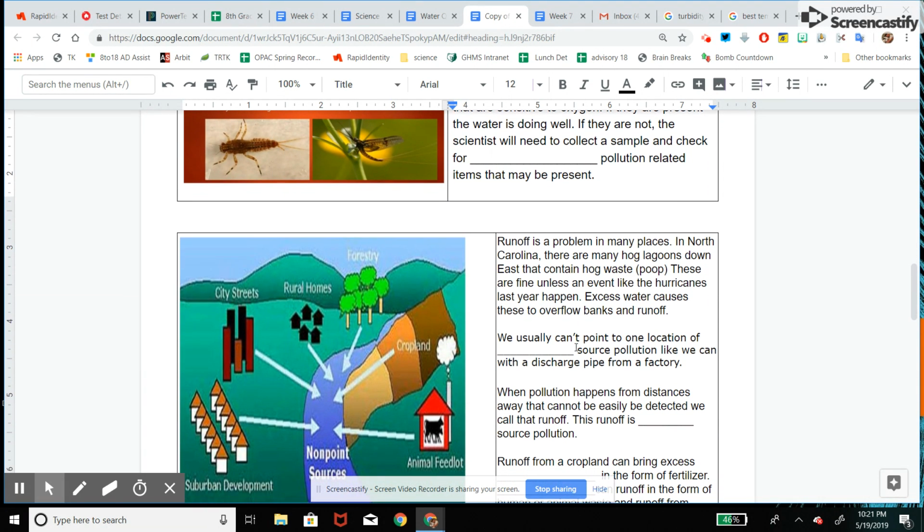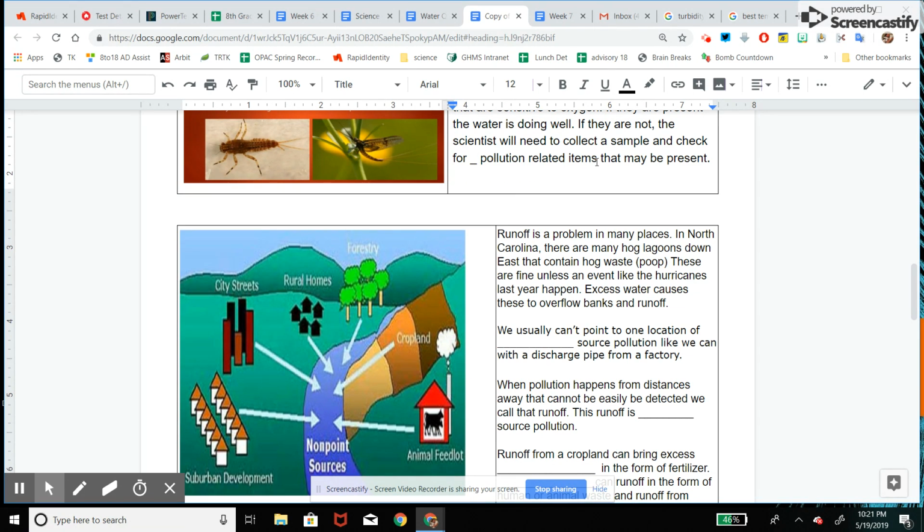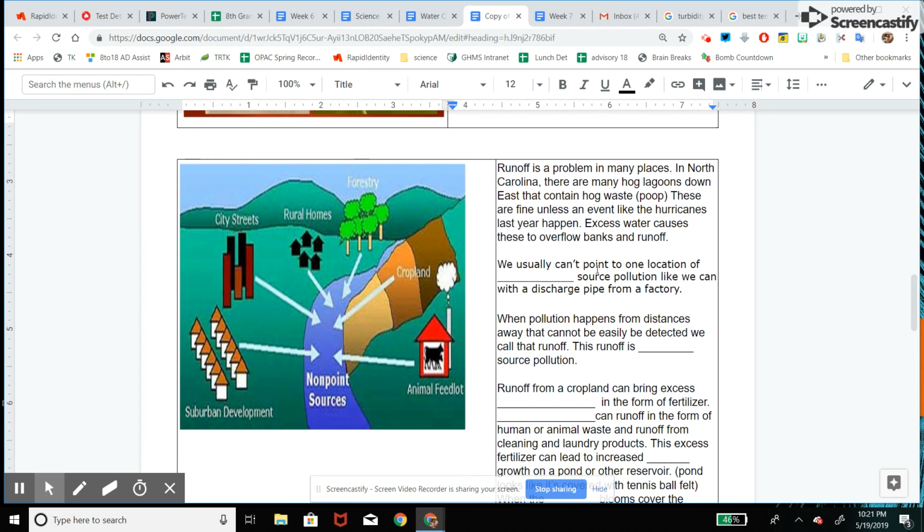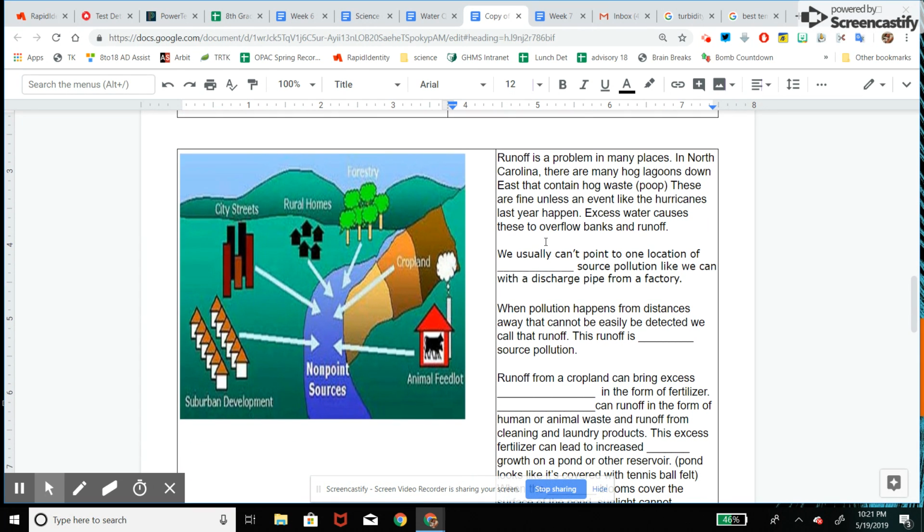In North Carolina, there is a bad problem. In North Carolina, there's a problem that's been mentioned many times, and you'll hear about hog lagoons if you listen to the news, like nerds like me do, other people that want to know what's going on. But runoff's a problem. There's hog lagoons where they raise lots and lots of pigs. Lots of pigs like to poop.